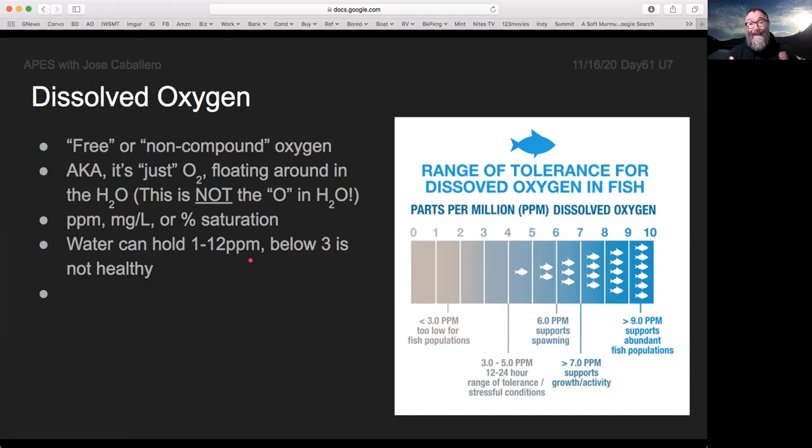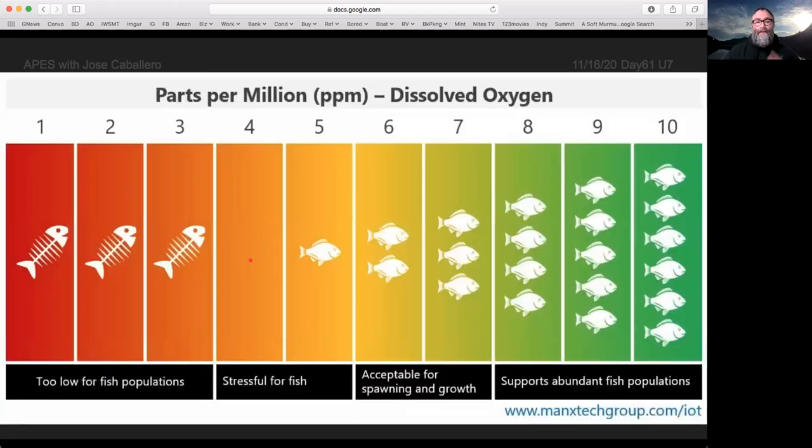Now, water can hold quite a bit. But we have the spectrum. You can see it on this slide, where right around 9 parts per million or better, things are good. And these numbers are probably worth knowing. I would say below 3 is not healthy. That's bad news. Again, you can see here, fish will breathe that dissolved oxygen. And if you're below 3, pretty much nothing can live, or very few things can live. 4 or 5 is considered stressful. 6 or 7 is doable. 8, 9, 10, that's the good stuff.